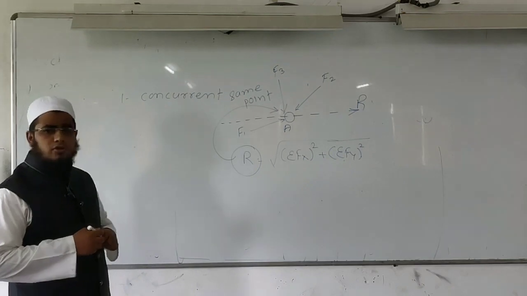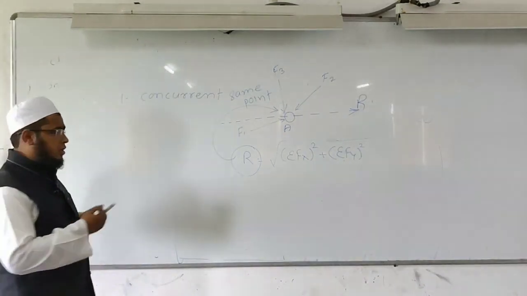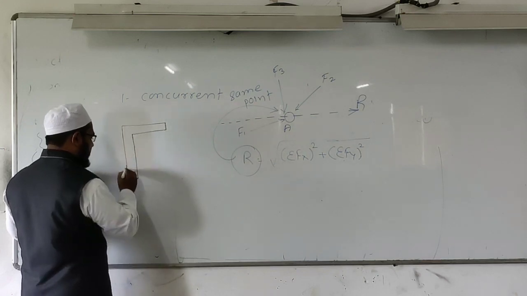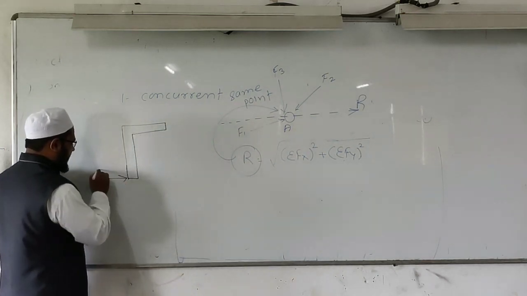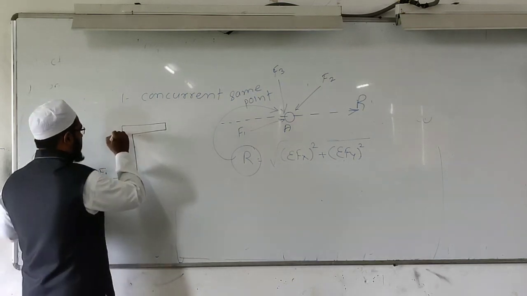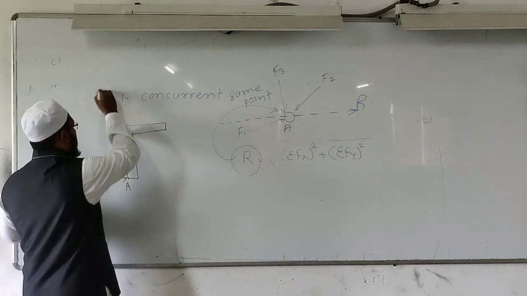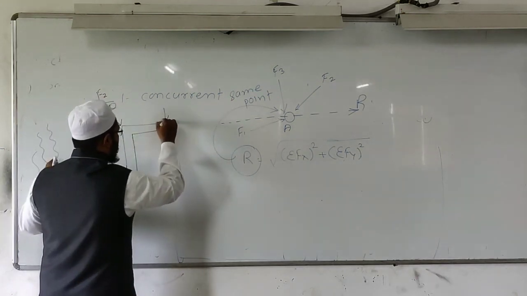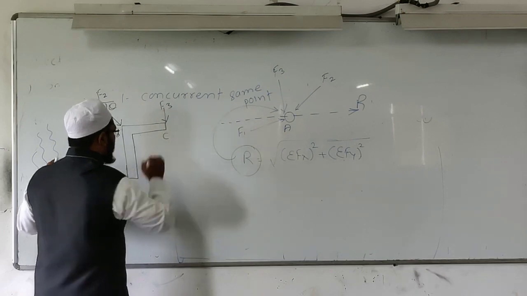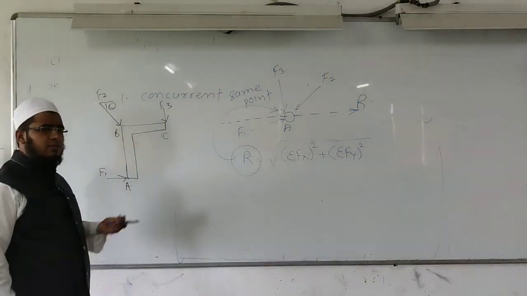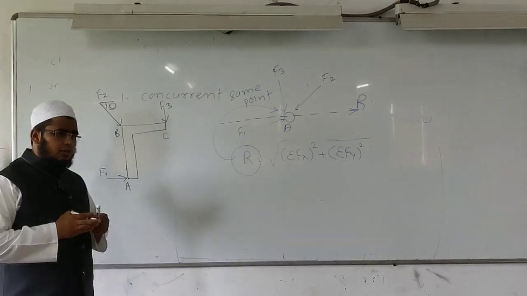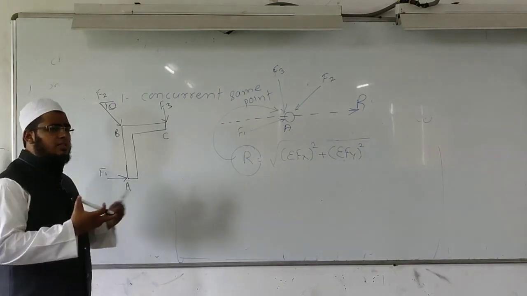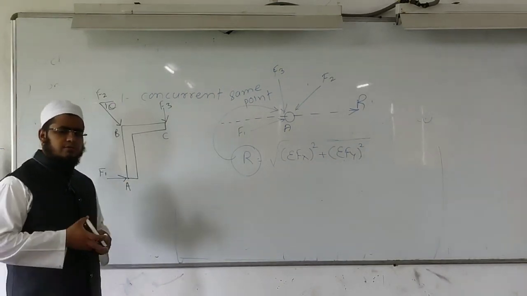But when the force system is non-concurrent, for example, a bracket is there. On this bracket, force F1 is acting at point A, force F2 at an angle of theta acting at point B, and another force F3 is acting at point C. Then how do we find the resultant? The determination of the magnitude and direction of the resultant is the same as for a concurrent force system. The same two steps will be followed.